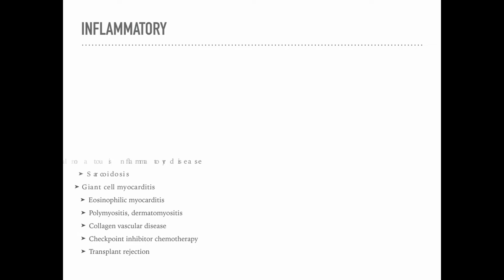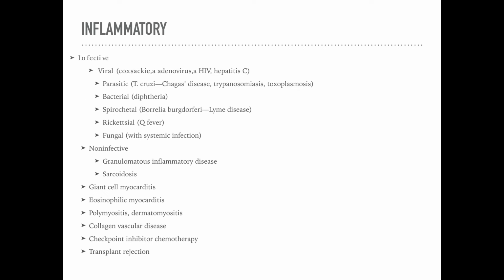Inflammatory myocarditis can lead to dilated cardiomyopathy in the long run. It can be caused by infections and non-infectious causes. To remember the infections, a good process would be to remember the different classes of microbes.